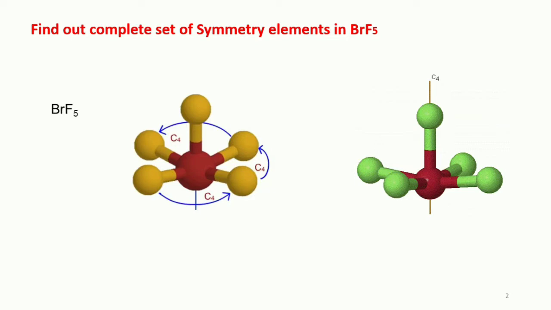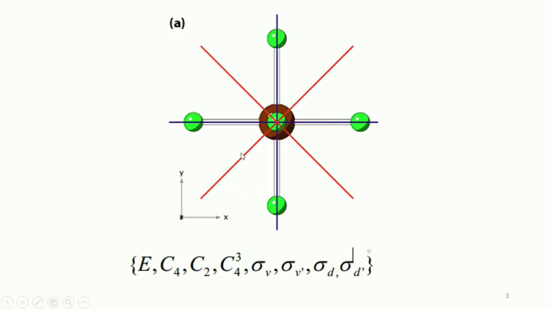First of all, I would like to talk about the inversion center. Did you find any kind of inversion center in this BrF5 molecule? Think about this. No, there is no inversion center in this BrF5 molecule, but there are many sigma planes of symmetry present in BrF5. Here you can see that there are 4 planes of symmetry present in this molecule.